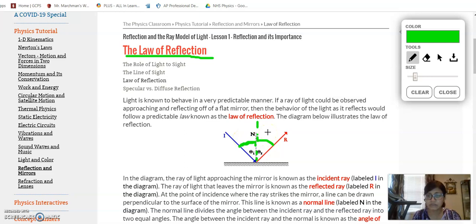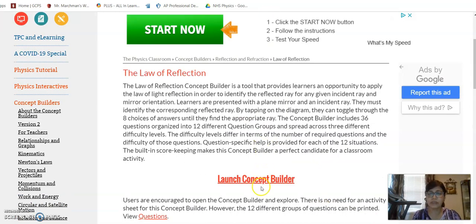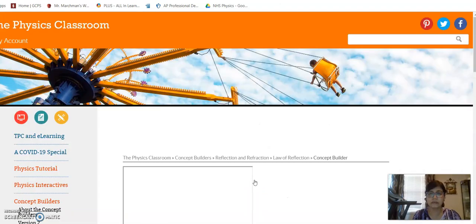So what are we doing today? For today's assignment, we will be completing one concept builder. The three vocabulary words I would like you to focus on are incident ray, reflected ray, and normal line. Once you go there, click on the link I have provided, click on the concept builder, and launch it.